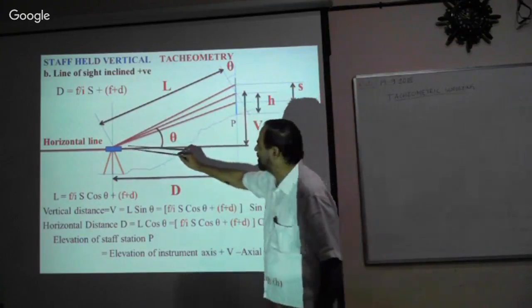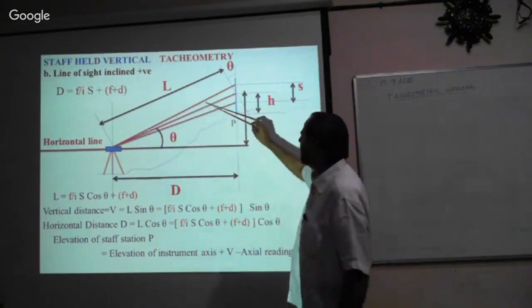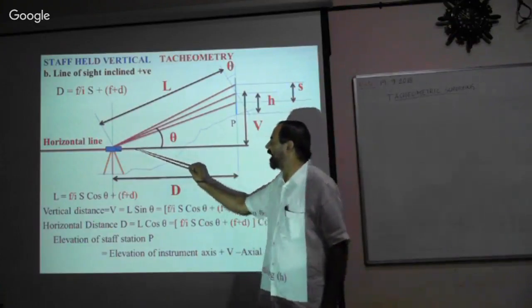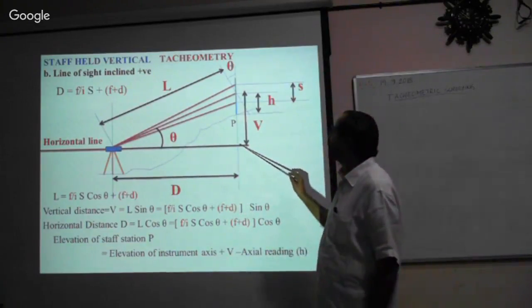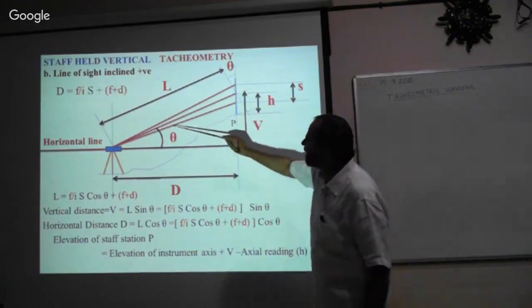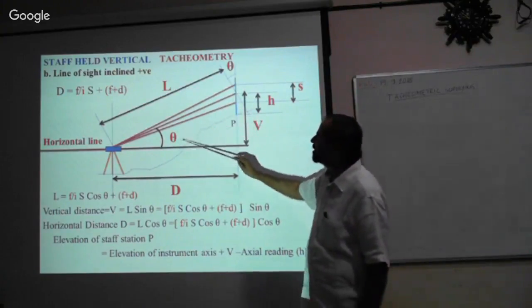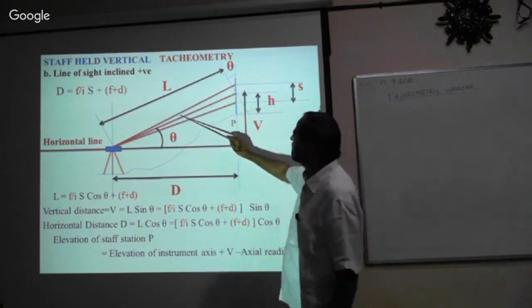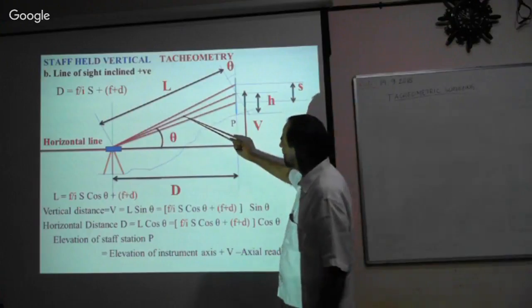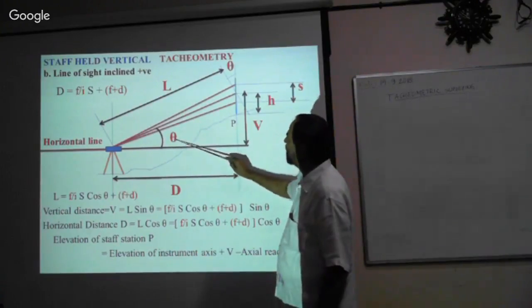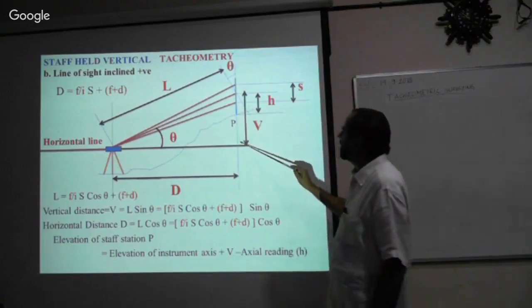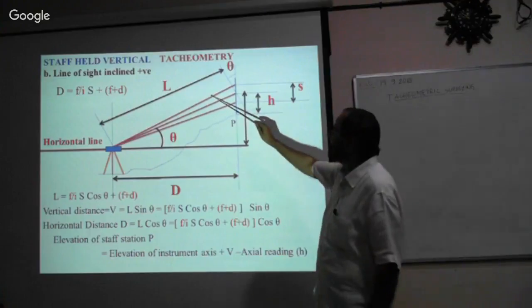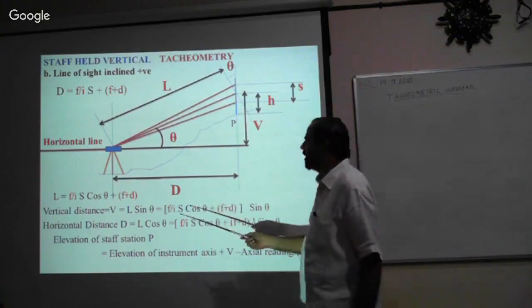Now consider this triangle. By considering this triangle, L is known and theta is known. L, that is the inclined length, is the hypotenuse, isn't it? So therefore, now we can compute V. V is equal to L sin theta. It is the opposite side, therefore V is equal to L sin theta.